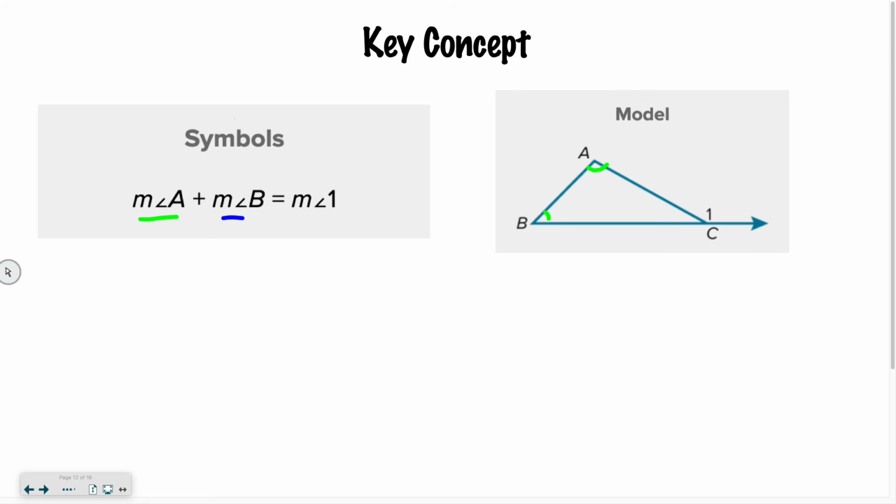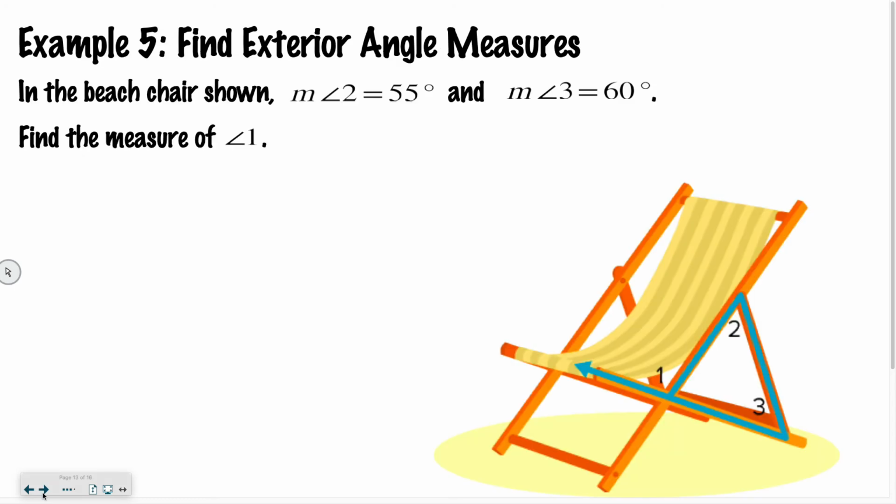Now, sometimes students will make the mistake of using this angle right here. But do you see how this angle touches angle 1? You can't use an angle that touches angle 1. You have to use the two other angles, which are actually called remote angles because they're not close to it, okay? So let's practice some problems with that.